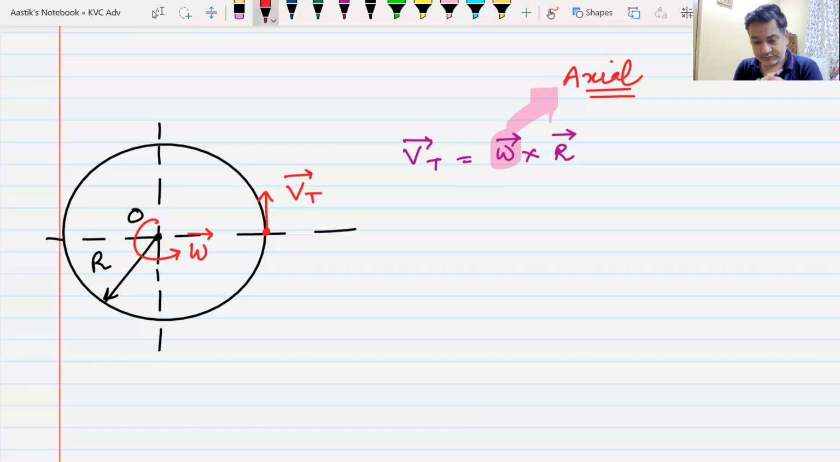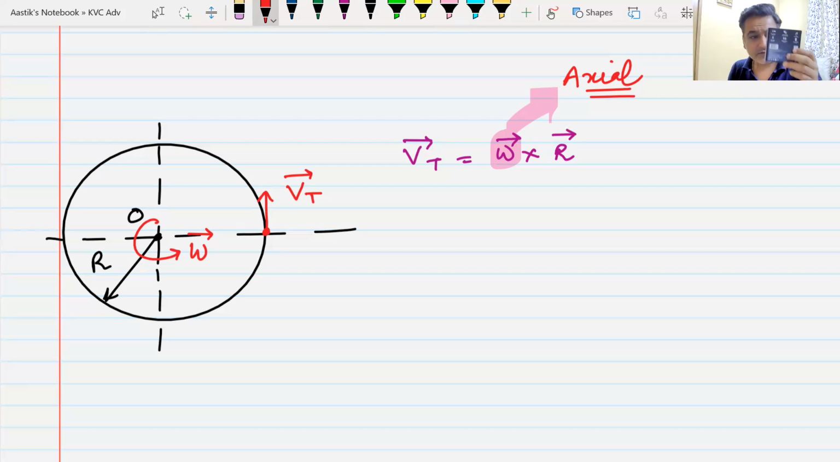This is a pen. Pen is not a good object. Okay, this one. This is a body kept like this. This is the x-axis, this is the y-axis, and this is the z-axis. You understand this? Yes, sir.